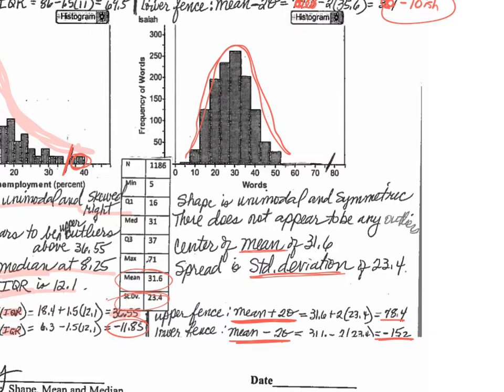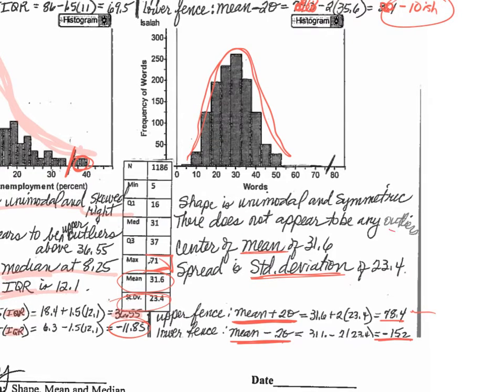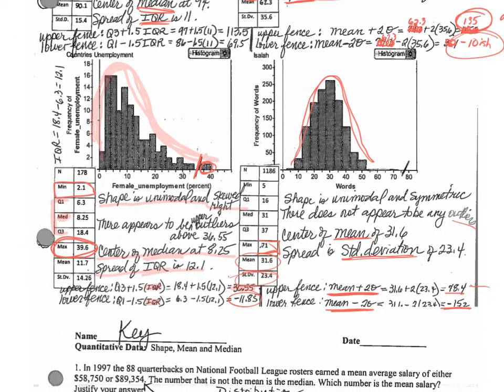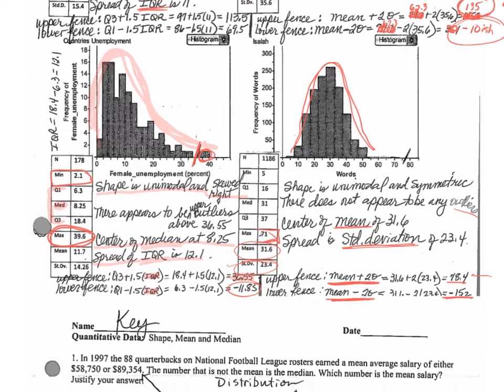Let's see, my maximum is 71. That is not above the upper fence, so it does not appear to be any outliers, because there's not a lower one either. All right, so that's the end of page 18, how to describe the distribution with your shape, outlier, center, and spread.